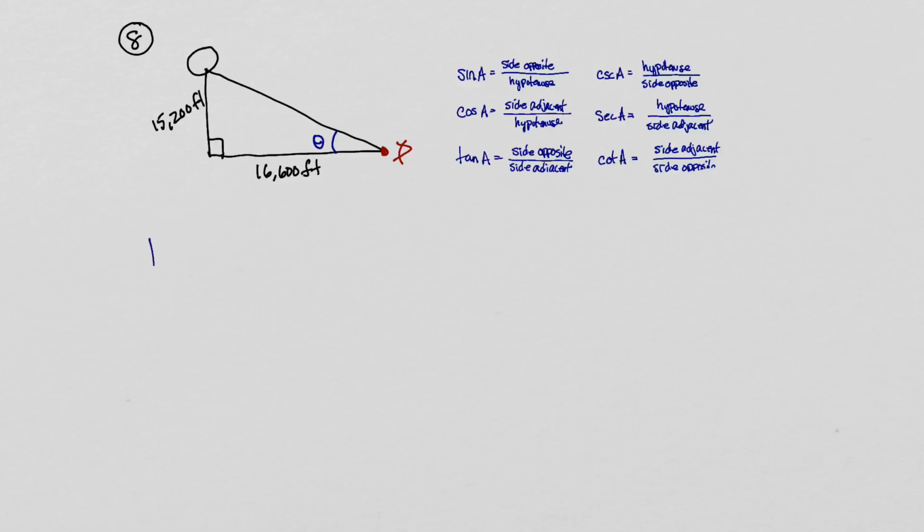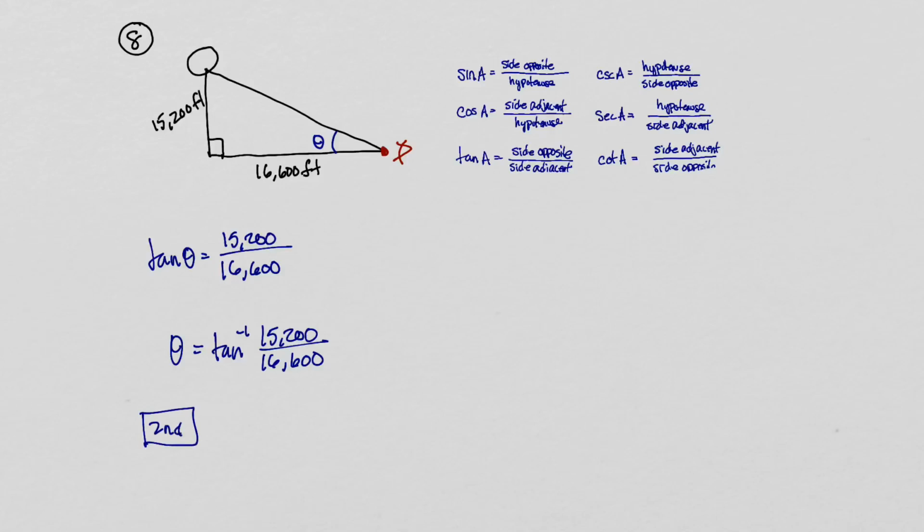We can write that the tangent of the angle that we're looking for is the opposite, which is 15,200, over the adjacent, 16,600. So that theta is the inverse tangent of 15,200 over 16,600. You're going to press the second key, then press the tangent key, because right above it is inverse tangent. That'll give you the inverse tangent with a parentheses. Then you write 15,200 divided by 16,600.